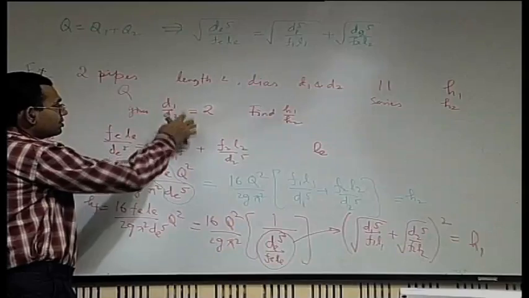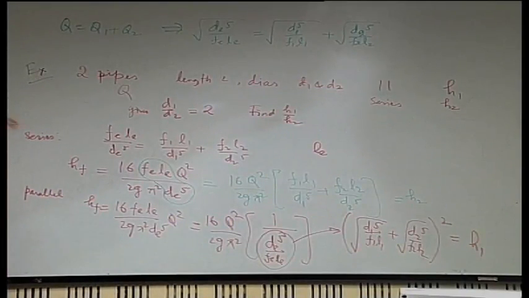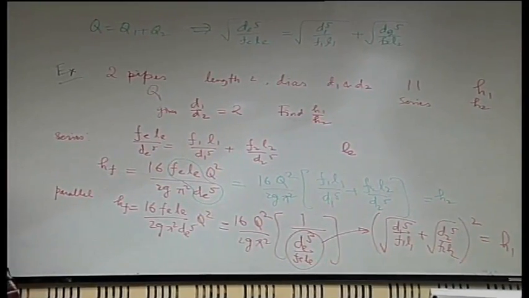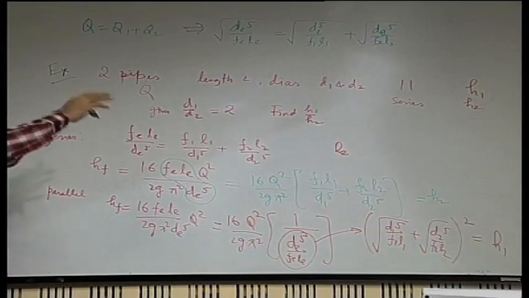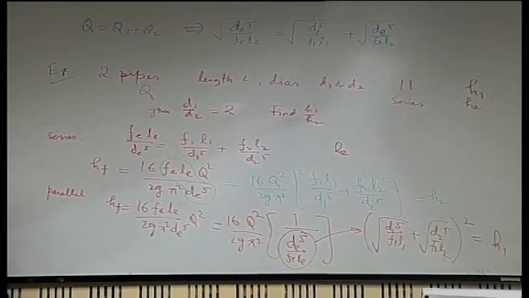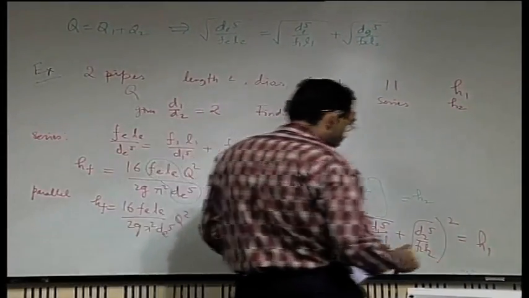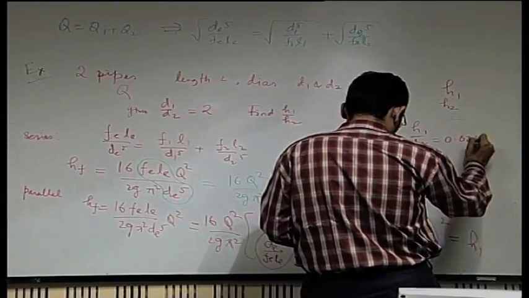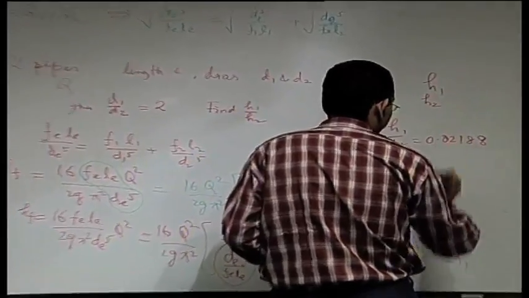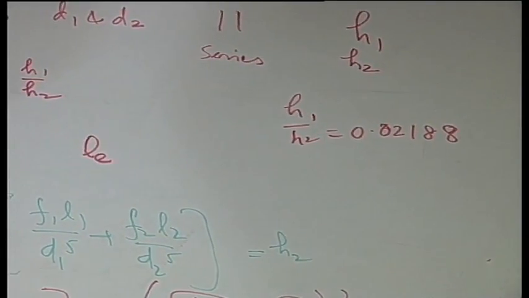When you divide, you will get a ratio of d1 by d2, and L1 and L2 are the same, so that ratio will give a number. F1 and F2 are the same, so those effects will cancel and it will be expressed solely as a function of d1 by d2 if you write H1 by H2. So the H1 by H2 answer is 0.02188, that is the answer. Let us work out maybe another problem.